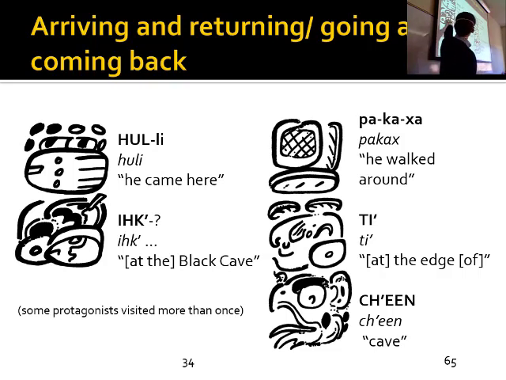Ich Quainal, or ich, we don't know how to read this glyph. Probably just another variant of the word for cave, maybe some other term for cave. Or here, the term is bakash ti chen. He walked around the edge of the chen, the edge of the cave.